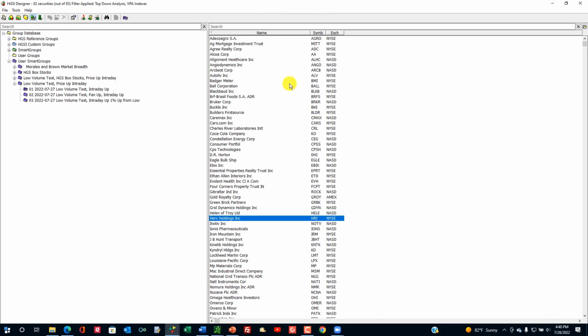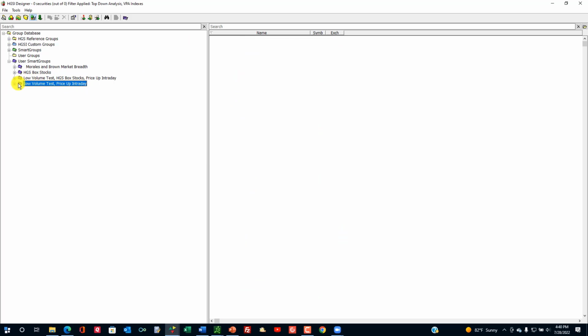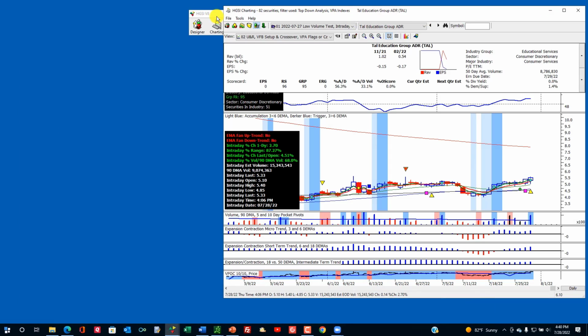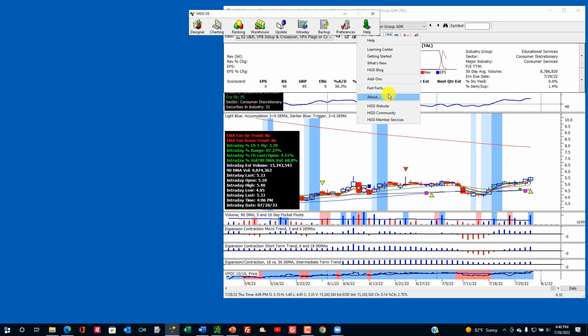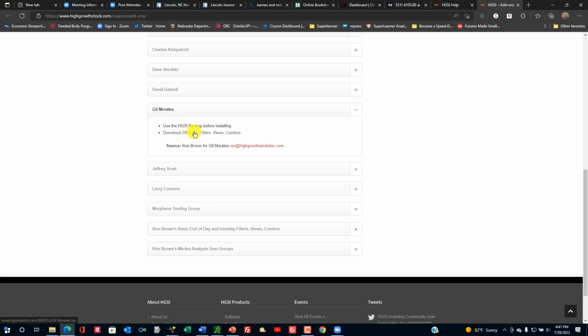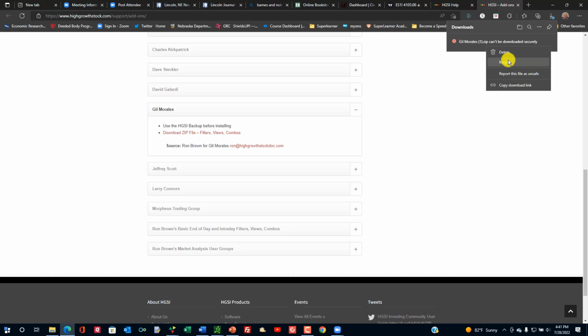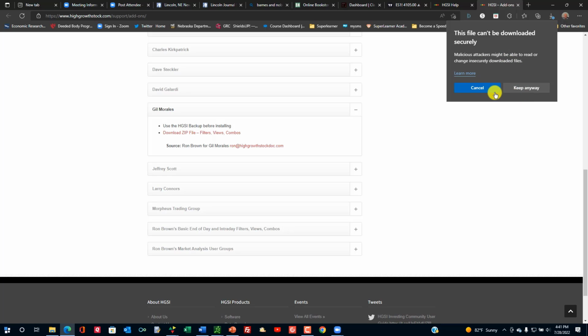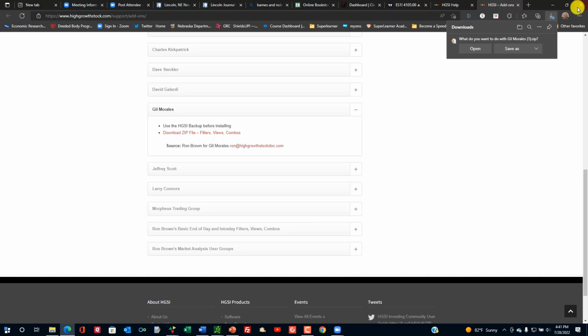So if you download the new version for HDSI users, and to find that, I'm going to show you this quickly because it's a little bit confusing anymore. If you go into the main menu and go to the add-ons page, you can go down to Gil Morales and just click on this zip file, and they've really tightened the security up on these browsers, so you're going to get a message here, can't be downloaded because it's a zip file. Just click on this and select keep, and then keep anyway, and it'll let you download the new file.